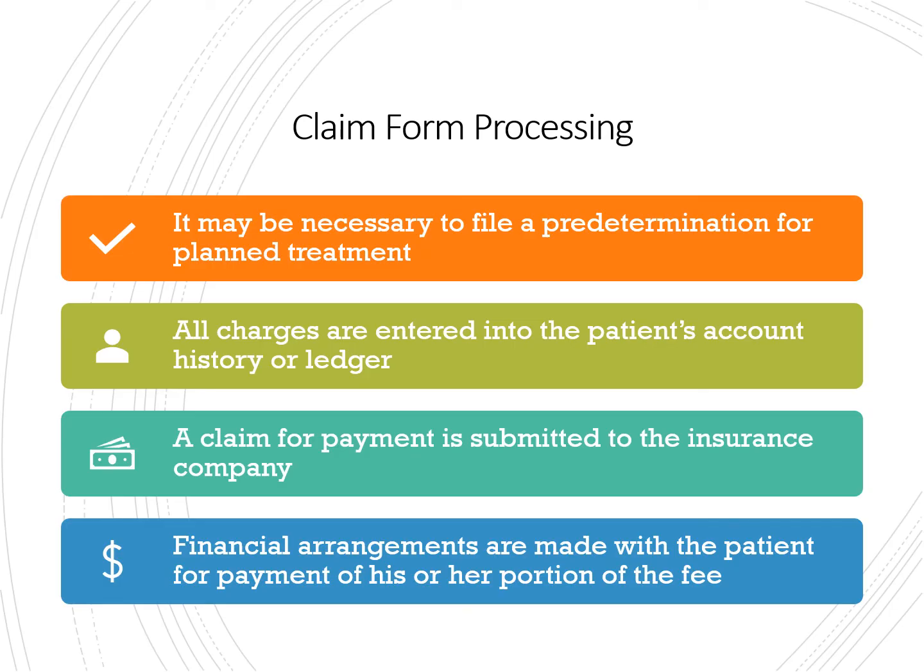Let's talk about claims form processing. Some things to consider. You might have to file a predetermination for a planned treatment. So, before you do the treatment, make sure the insurance is going to pay something on it. You want to make sure that you enter all the charges into the patient's account or their ledger. You want to make sure you submit the claim to the insurance company, and then make financial arrangements with the patient to pay his or her portion of the fee.